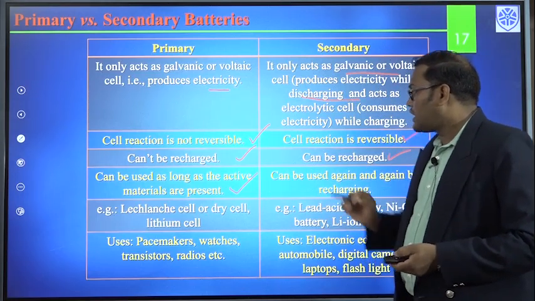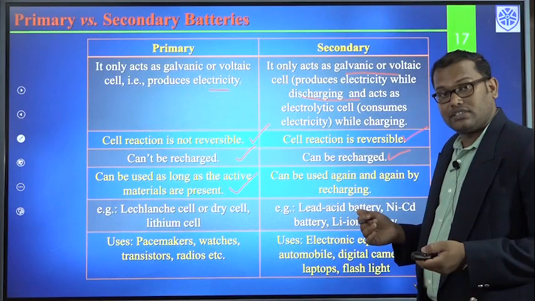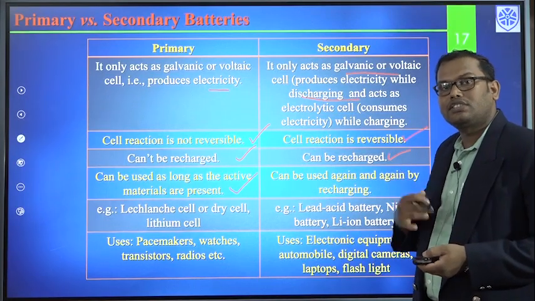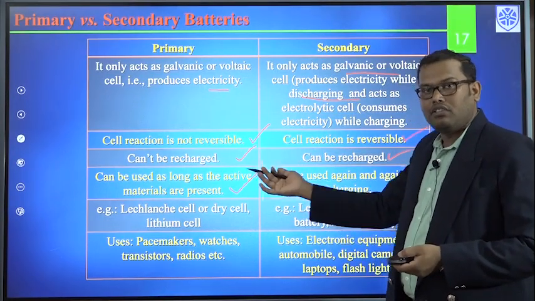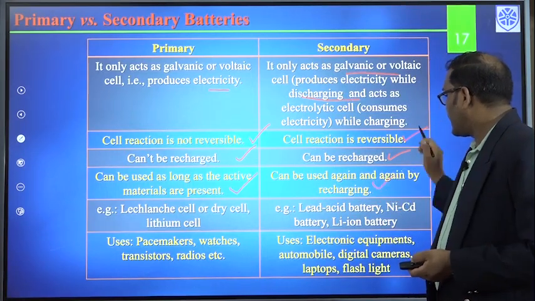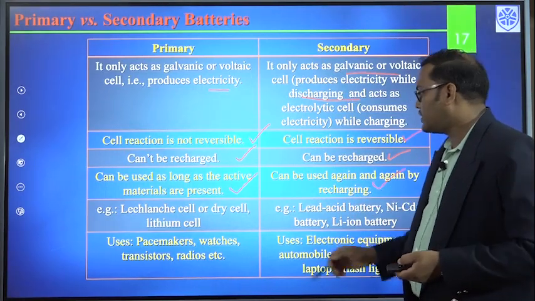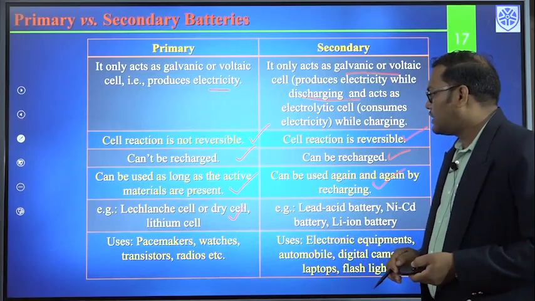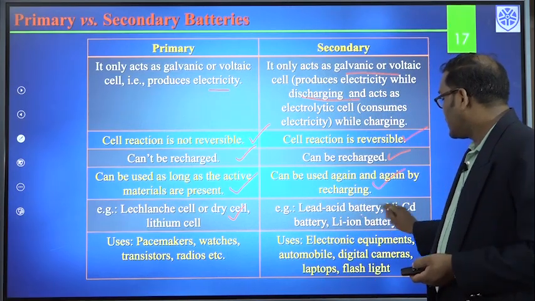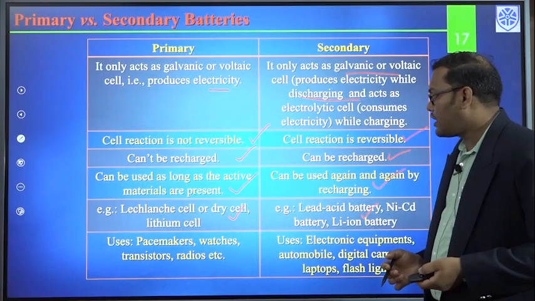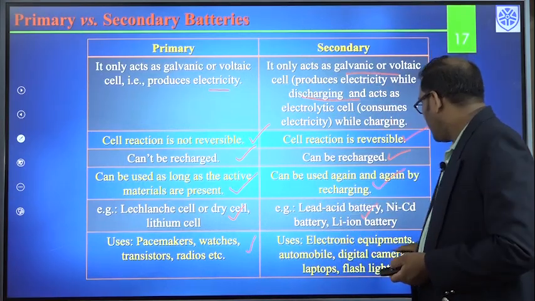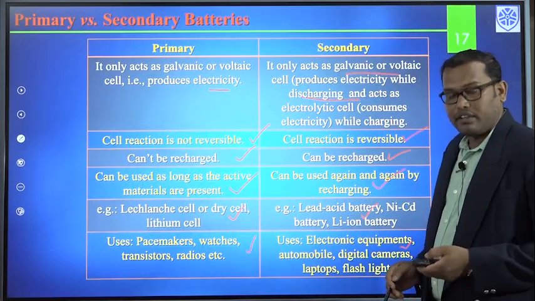A primary battery can be used as long as the active materials are present. Once the entire active material is converted to product, you cannot use it. A secondary battery can be used again and again, multiple times, after recharging. Some examples of primary batteries are the dry cell and the Leclanché cell, and lithium cell; examples of secondary batteries are the lead acid battery and the lithium battery. So, these are some of the places where you apply them.